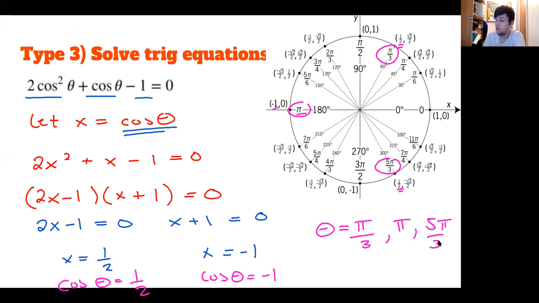We can stop right there. Those are all of the solutions between 0 and 2 pi. Now, the reason we can stop is because inside of our function, we did not change the period at all.